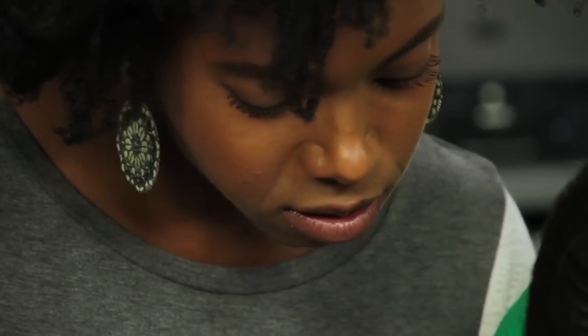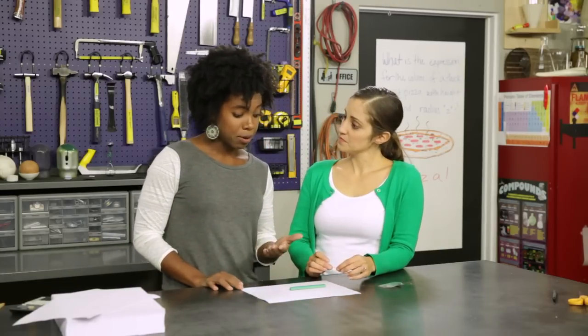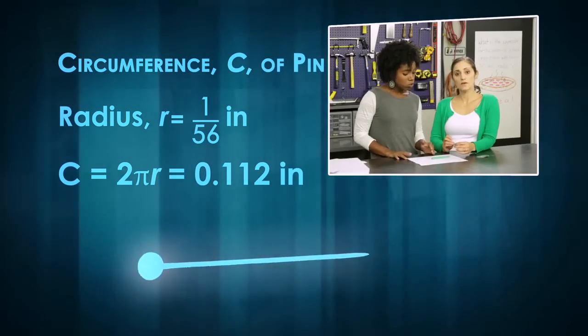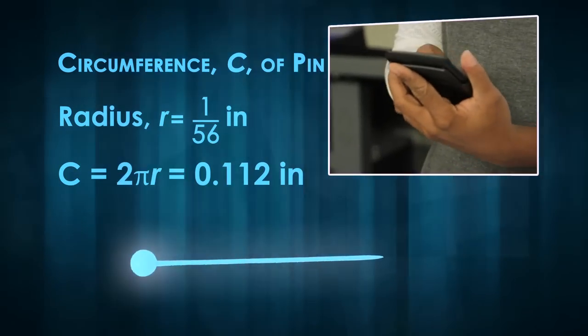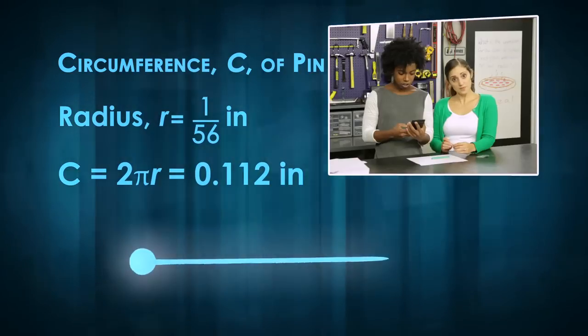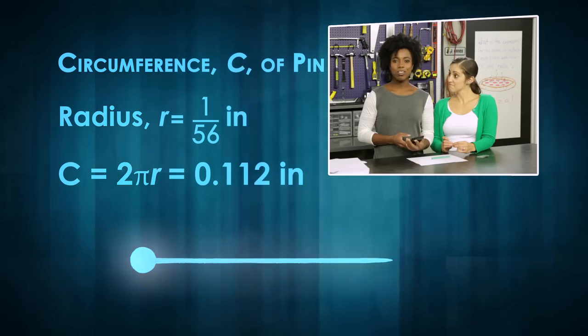All right, so I counted 28 pinholes in 1 inch. So that means the diameter of one hole is 1/28, and the radius would be half that, which is 1/56. So the circumference, which is 2 pi r, would be 2 pi over 56, which gives us 0.112 inches.